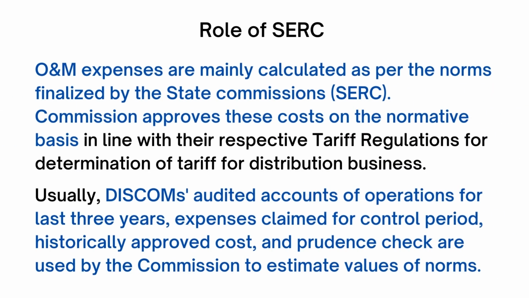Before going into details of these components, we will discuss the role of State Commission in O&M cost determination. O&M expenses are mainly calculated as per the norms finalized by the State Commissions. Commission approves these costs on the normative basis in line with their respective tariff regulations for determination of tariff for distribution business. Usually, distribution companies' audited accounts of operations for the last 3 years, expenses claimed for control period, historically approved cost, and prudence check are used by the Commission to estimate values of norms.